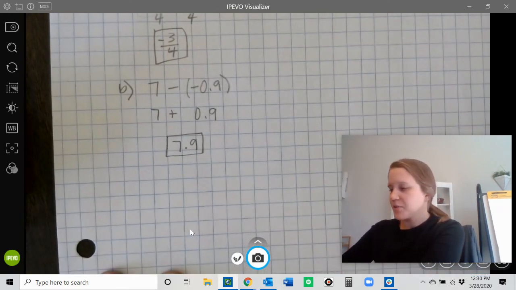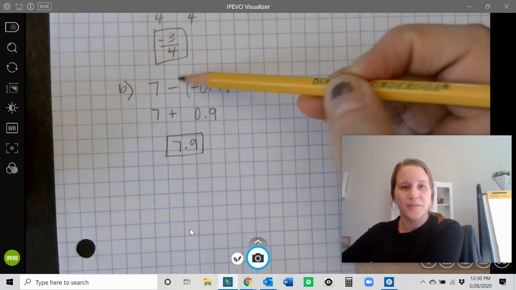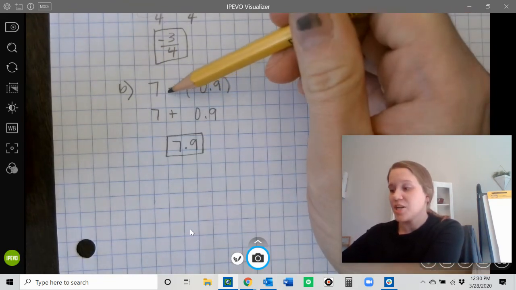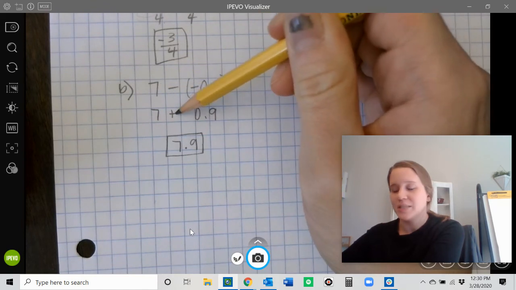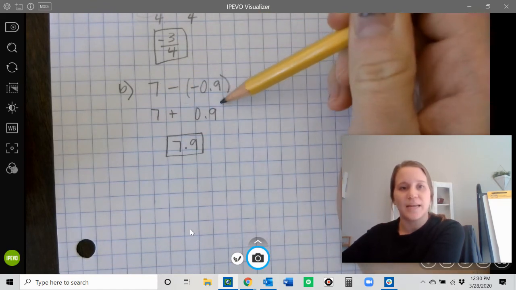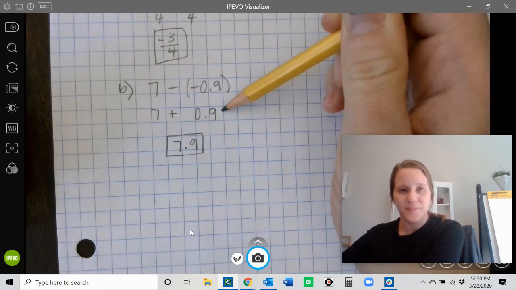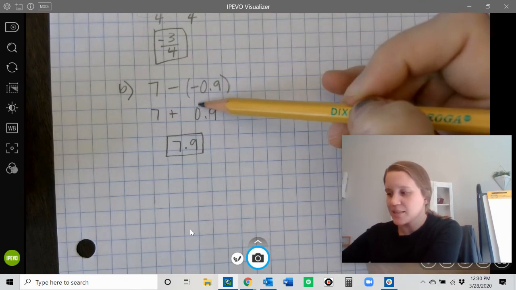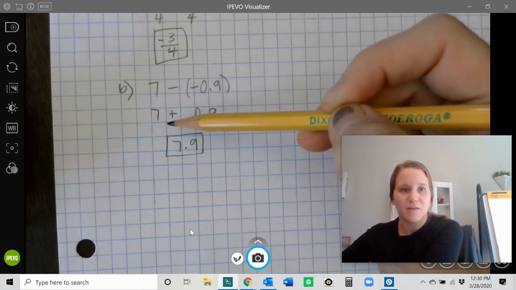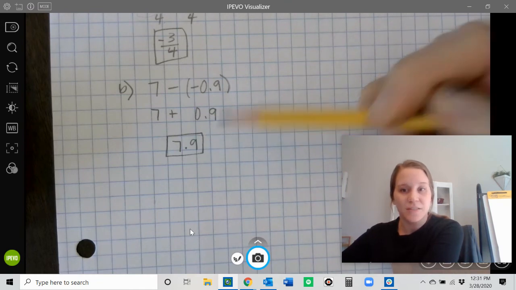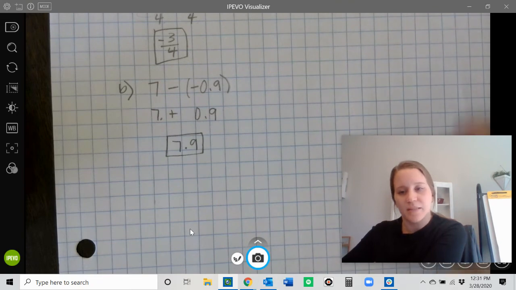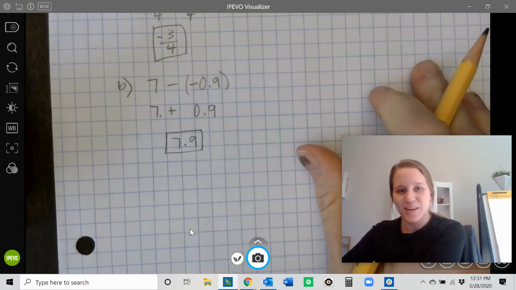I noticed that this question was a subtraction problem, so I went ahead and did keep, change, or add the opposite. So I changed the subtraction to addition, and I changed negative 0.9 to positive 0.9. Then I'm adding 7 plus 0 and 9/10. I can do that one in my head because there's a 0 in the ones place and a 7 in the ones place. That becomes really easy. You could also use the standard algorithm. Just make sure you line up your decimals. Your decimal in 7 is just to the right. Okay, 7 and 9/10. Okay, let's move on to C.